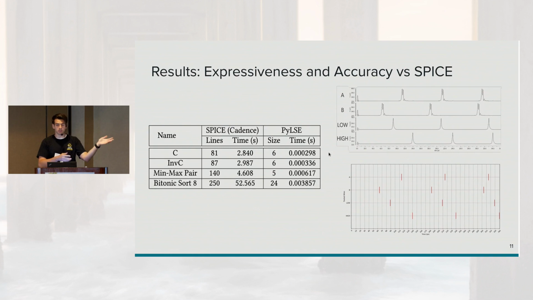And then in terms of correctness on the right, like I said, timing analysis is extremely important. So the SPICE timing analysis of a min-max pair is on the top. As you simulate pulses on the A and B wire, you'd expect to see them at the appropriate time on the low and high. And in our visualization, we see that our red pulses match, and so we have accurately simulated against SPICE, but in less code.